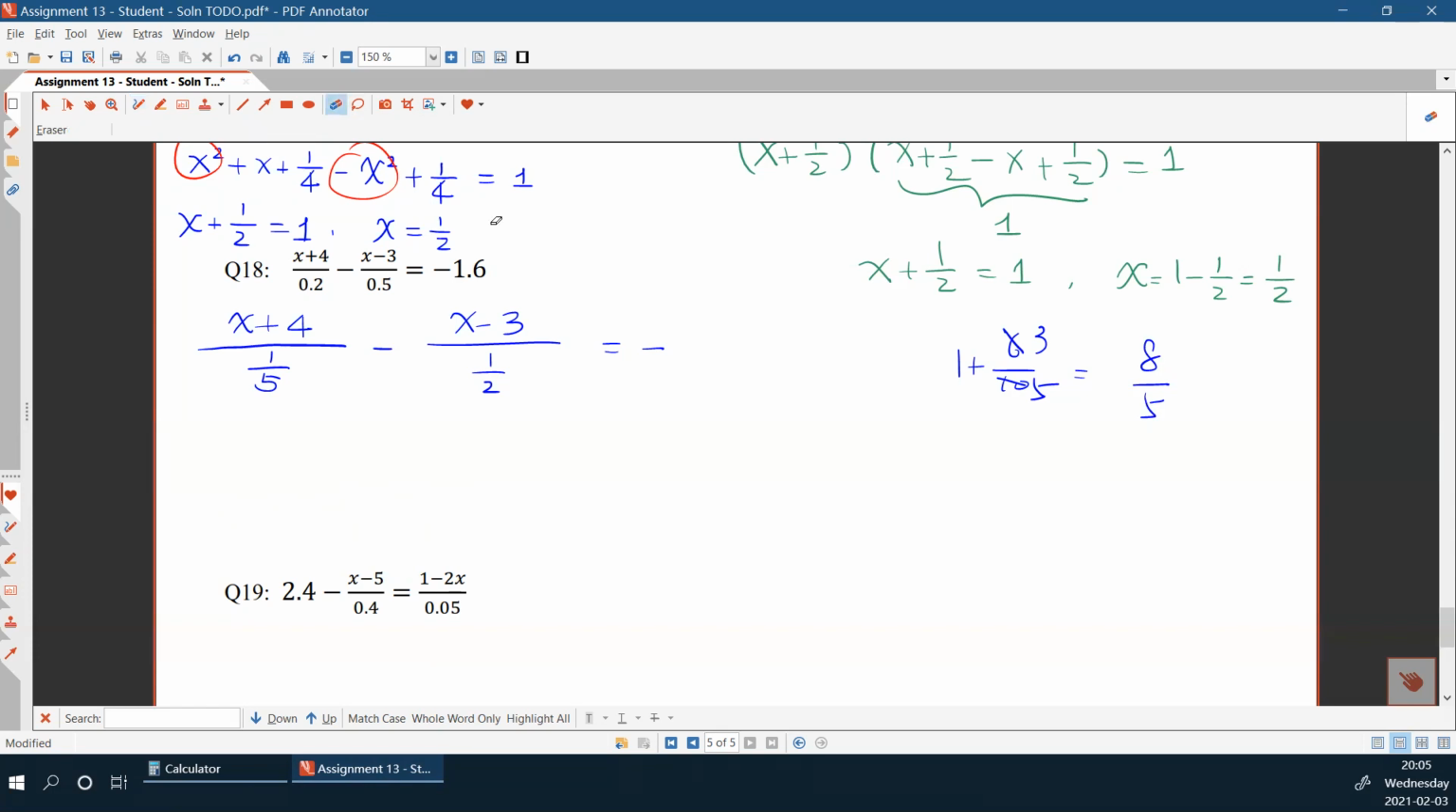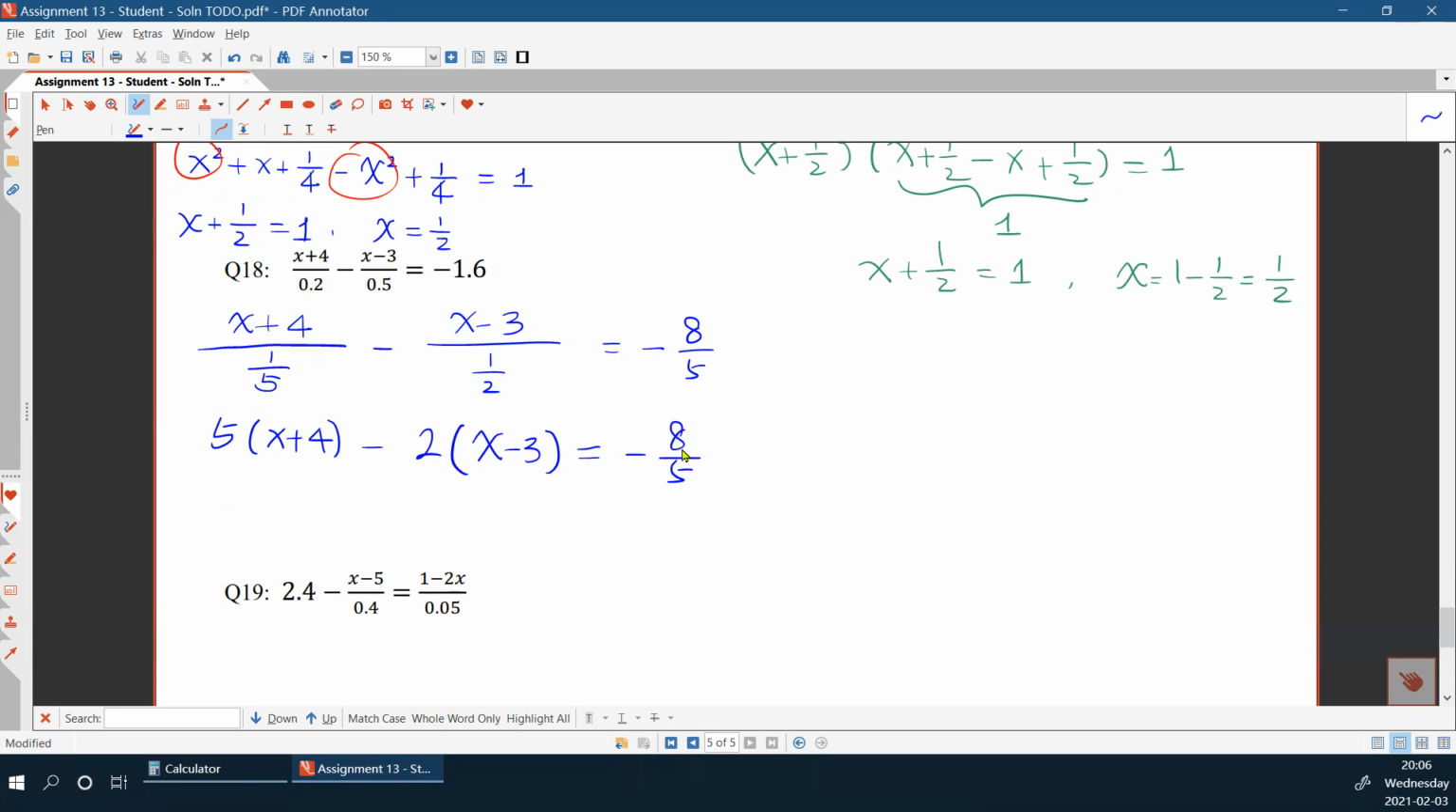So we can rewrite the right-hand side as minus 8 over 5. The advantage of rewriting it in fraction form is you can see that x plus 4 divided by 1 over 5 is actually multiplying by the reciprocal, which gives you 5 times x plus 4. Again, similarly, x minus 3 over 1 over 2 is a multiplication: 2 times x minus 3, right? And equals minus 8 over 5.